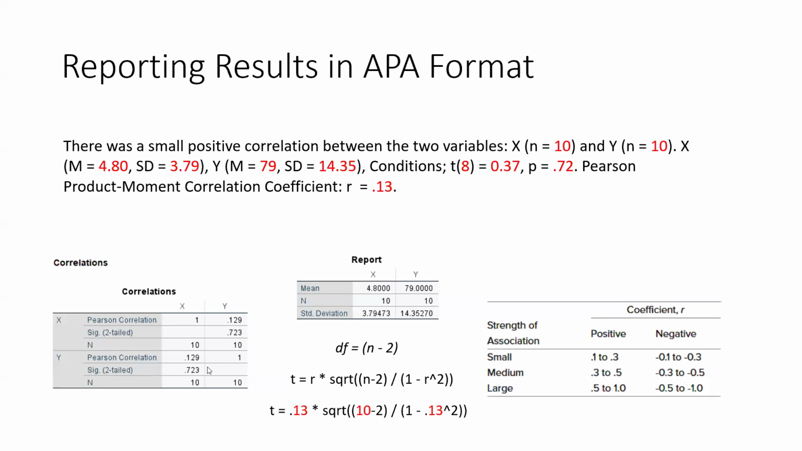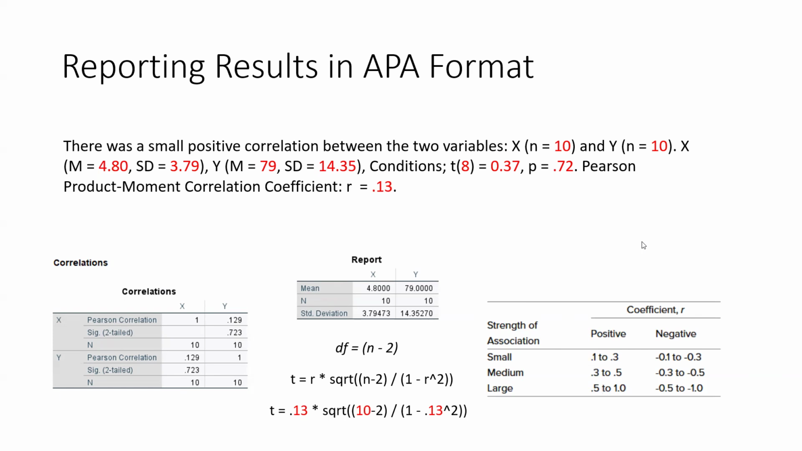Here is our output from the screens. Here is our interpretation guidelines. And here is how we're going to put the data in APA format. So first, we're going to state the strength of the correlation. So we do that by interpreting the R value.